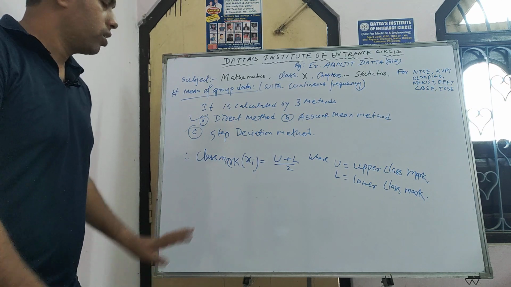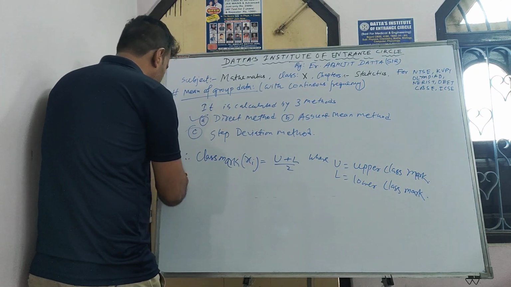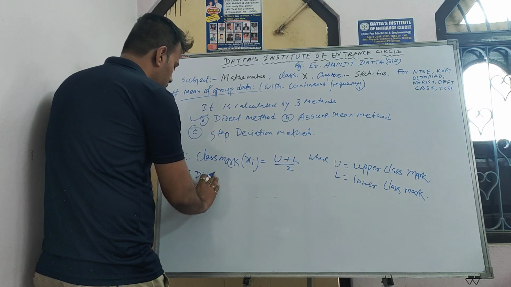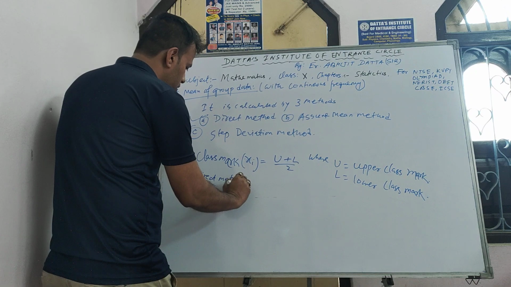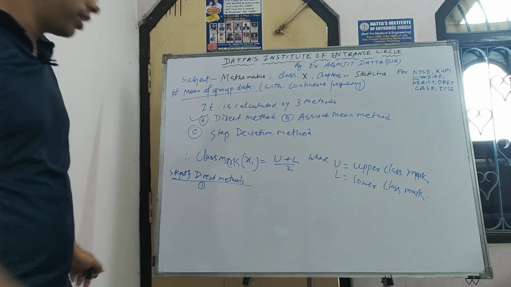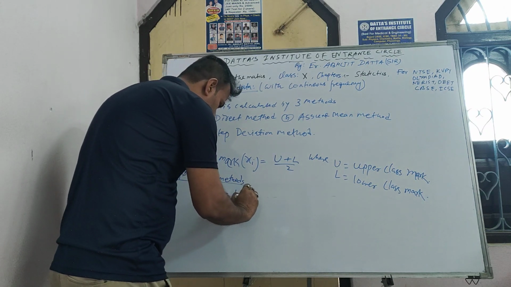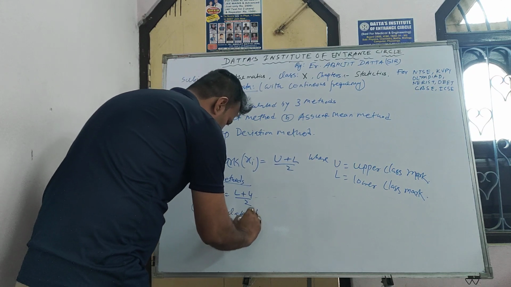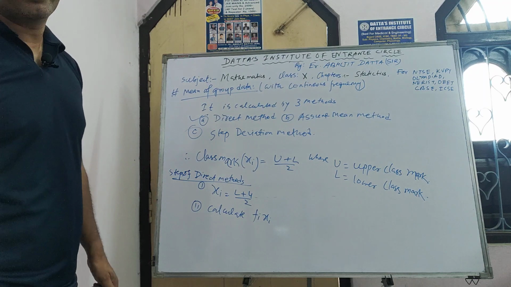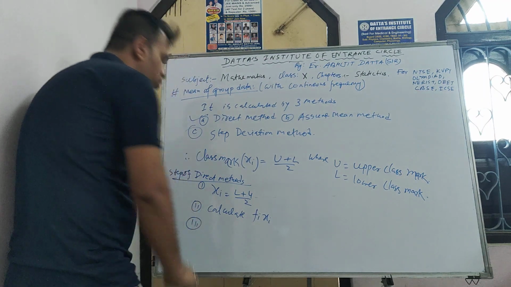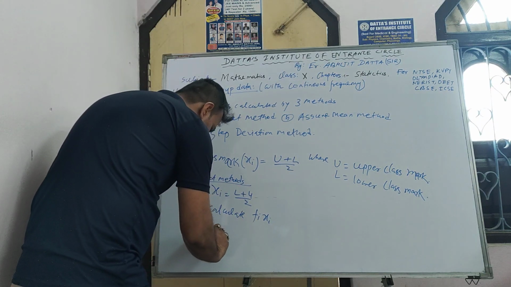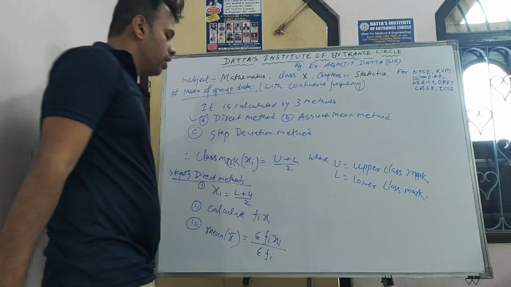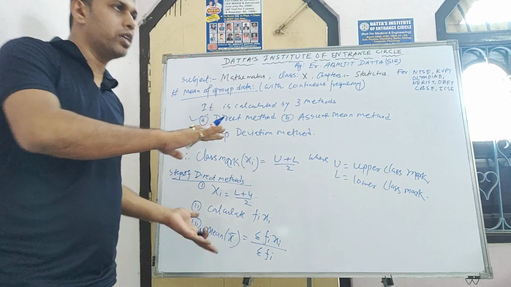Now the steps of the direct method. The first step is to find the class mark xi, which is (l plus u) by 2. The second step is to calculate fi xi. Then we calculate the mean. The desired mean, x bar, is equal to the summation of fi xi by the summation of fi. This formula is very similar to the previous one.